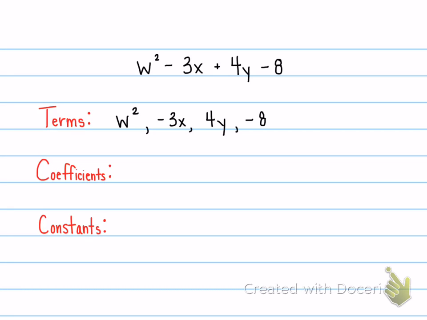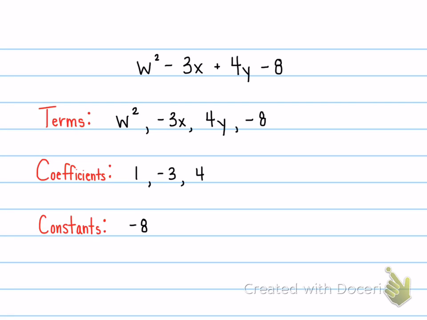Coefficients are numbers that are in front of the variables. So when I'm looking for coefficients, I'm only looking at the first 3 terms. The coefficient in w squared is 1. Remember, every variable has a coefficient. If it's not there, it's a 1. The coefficient in negative 3x is -3. And the coefficient in 4y is 4. So there's 3 coefficients. And then the last part is, do we have any constants? Constants are terms without variables. I have one constant, and it is -8.